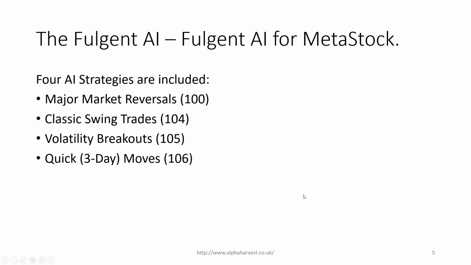We use four AI trading strategies: major market reversals, classic swing trades, volatility breakouts, and quick 3-day moves. Major market reversals and volatility breakouts tend to be position trades where you hold for a couple of days to a couple of weeks, if not months. Classic swing trades and quick 3-day moves are quick swing trades from a couple of days to a couple of weeks. With the quick 3-day move, in particular, you're in on the day after the signal and out on the third or fourth day. So these four AI strategies cater for various trading styles.